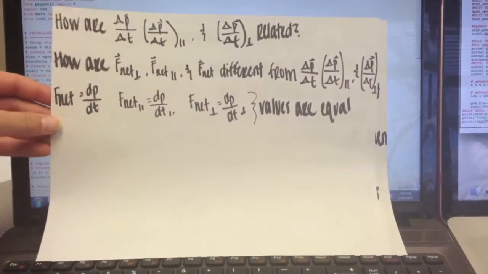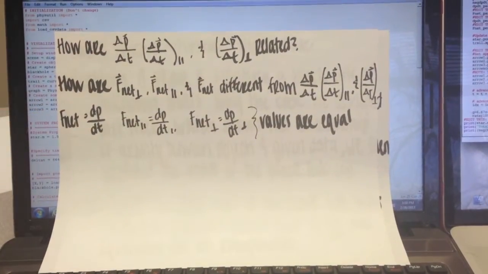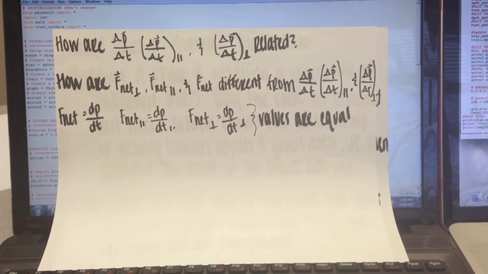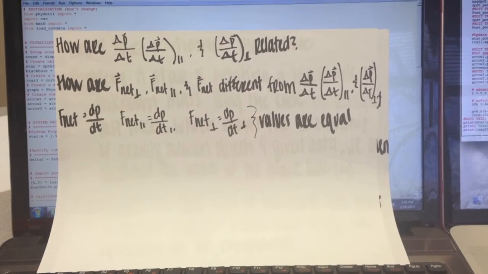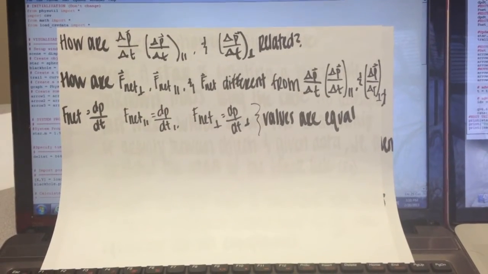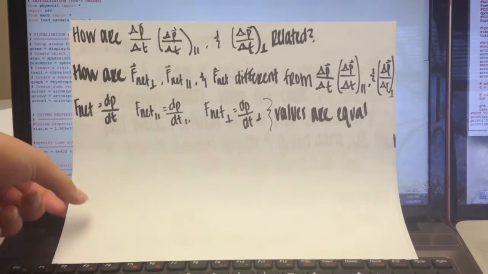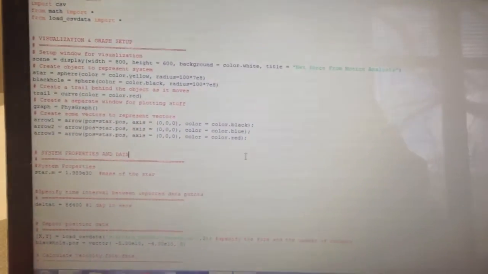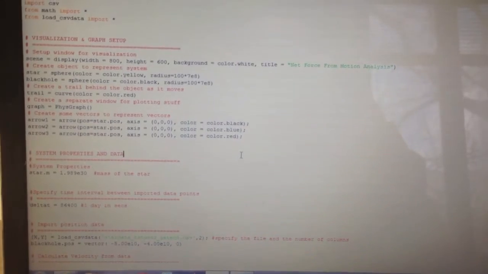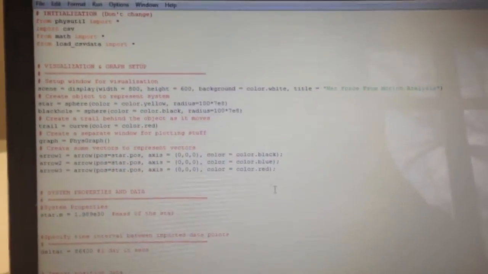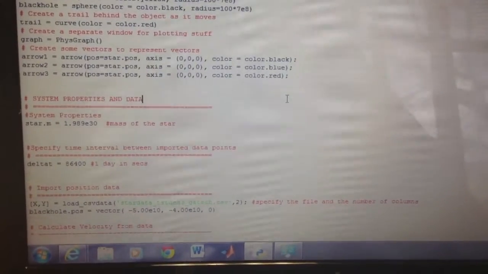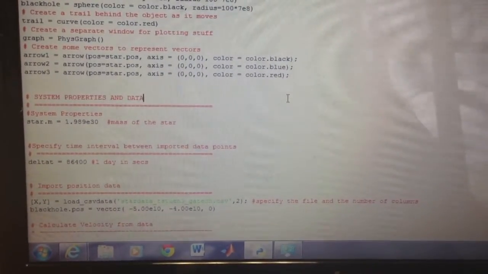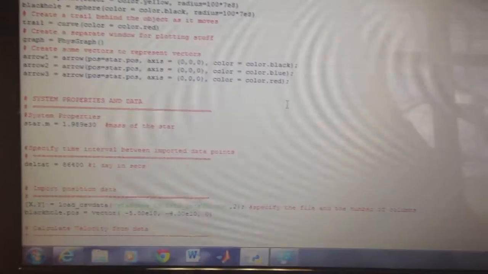So some of the things going to be discussed in this lab, that our FNet and then our FNet parallel and our FNet perpendicular values are all going to be equal, and I'm going to show those by the codes that we are running. So on this first code here, I was working to find the mass of my black hole. So this code took in the position of my star and black hole, and we're going to run it and see what our mass is giving us.